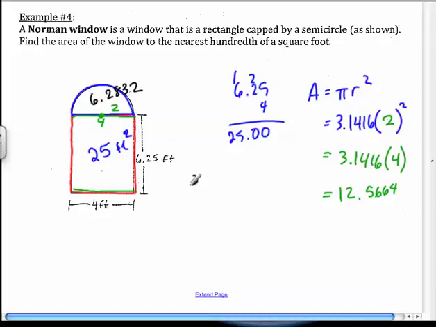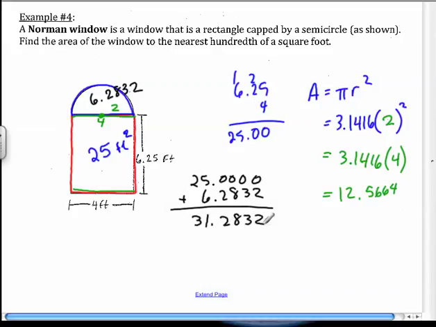Now, if that's the area of the semicircle, and 25 is the area of the rectangle, then I'm going to get 25 plus 6.2832, right? So then I'm going to get 31.2832 feet squared. But this problem asked us to round to the nearest hundredth. So I need to block off 2 places, and I'm going to get that the area is approximately 31.28 feet squared.